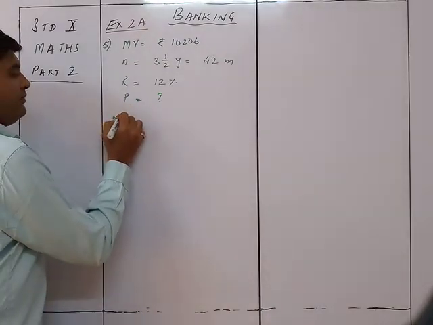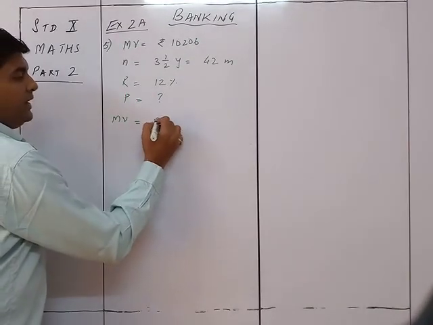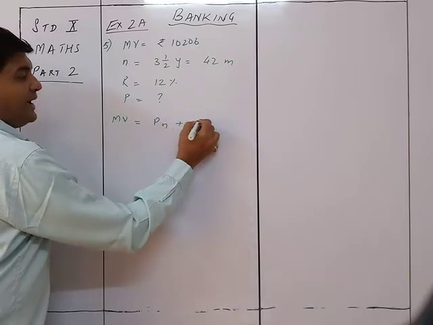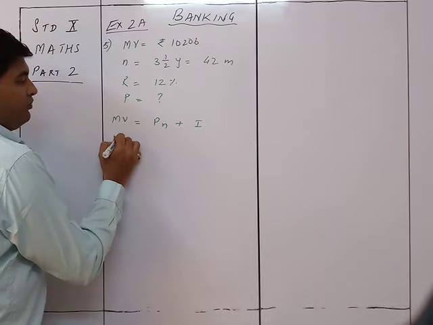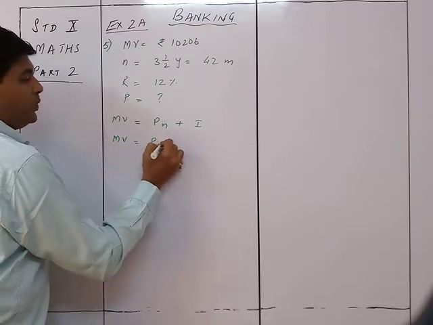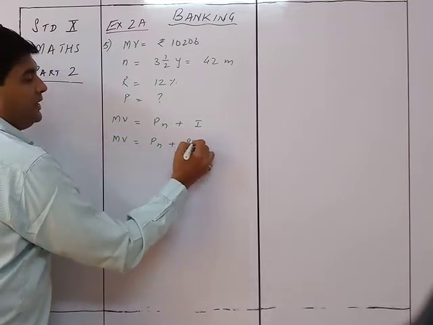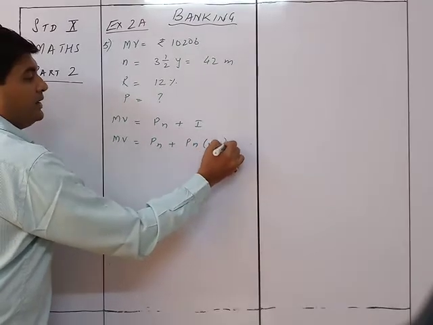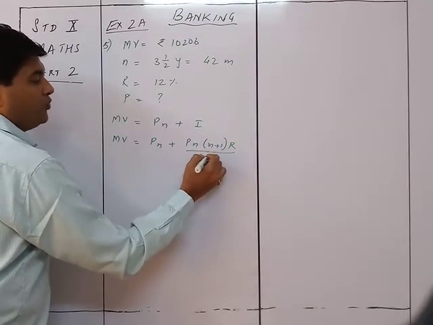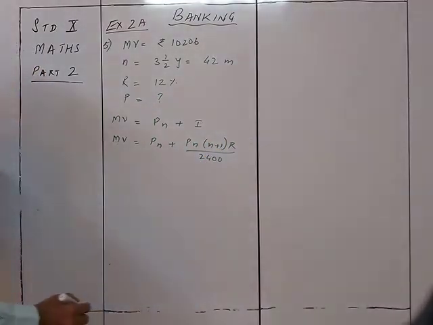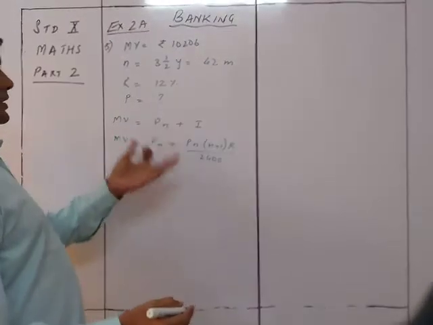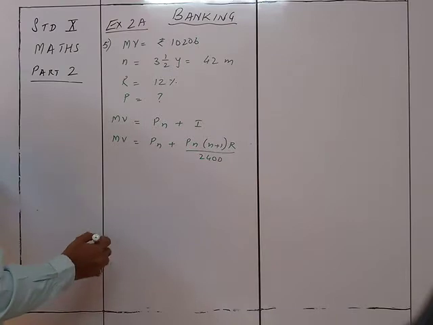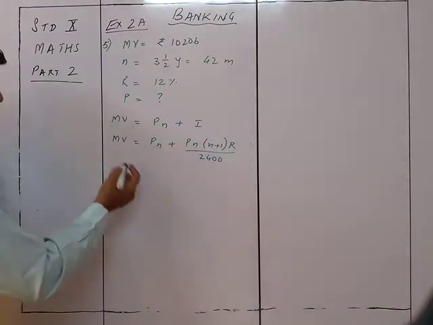So here we know that MV is equal to P into N plus I. So we can say MV is equal to P into N plus P into N into N plus 1 into R upon 2400. This will give me the direct answer. That's why I'm taking it this way. Or else I could have done it the other way around also, taking this separately, but not required.